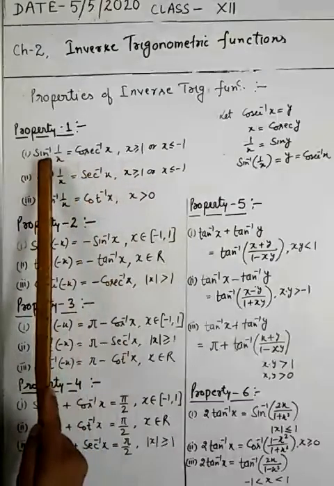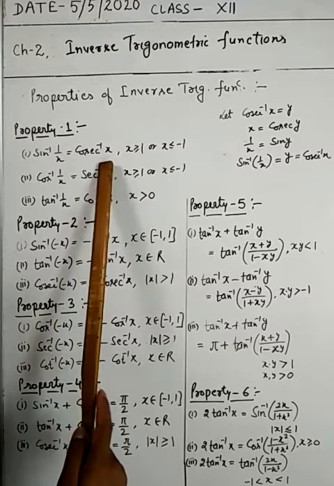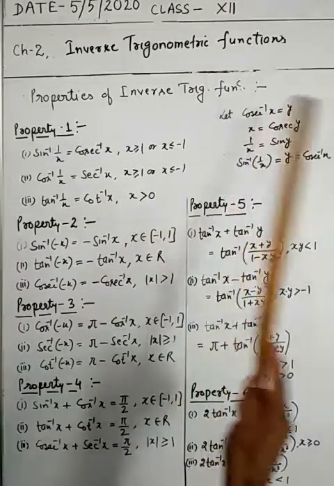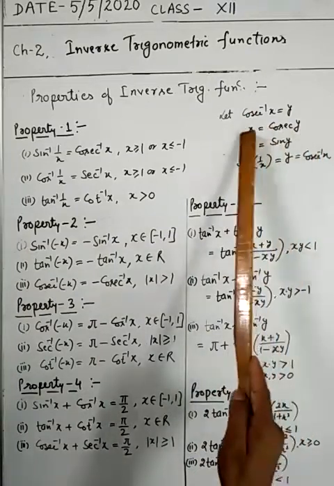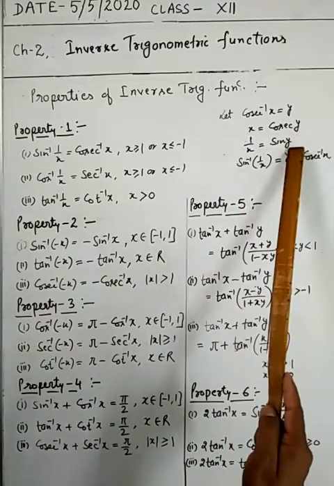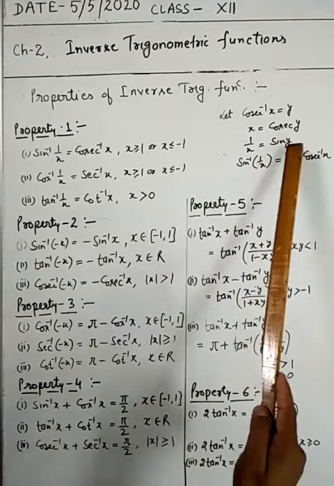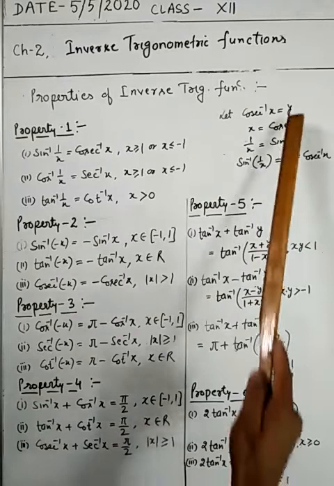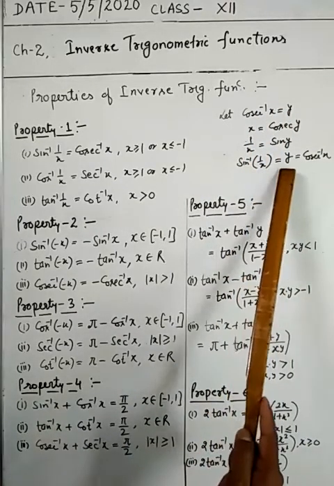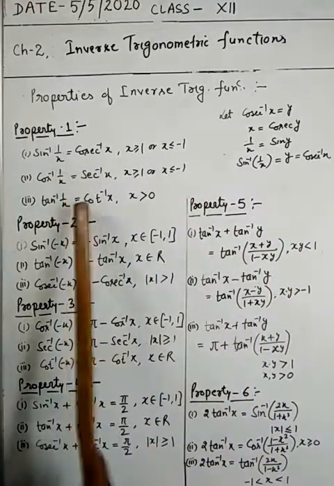Here I am giving the proof of the first part, sin inverse 1 upon x equals cosec inverse x. Let cosec inverse x equal y, then x equals cosec y. Taking the reciprocal on both sides, this is 1 upon x, and the reciprocal of cosec y equals sin y. Sin comes to this side, this is sin inverse 1 upon x, and we are left with y. The value of y is cosec inverse x. So it is proved that sin inverse 1 upon x equals cosec inverse x. Similarly, we can prove the second and third parts also.